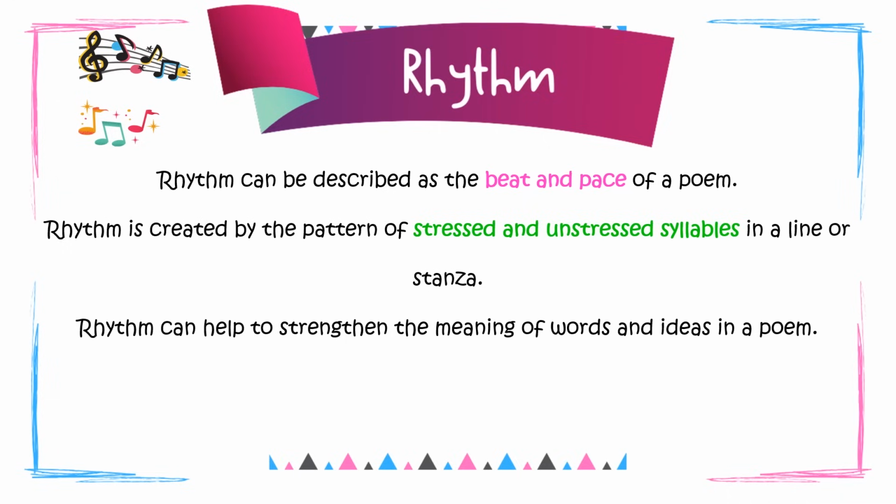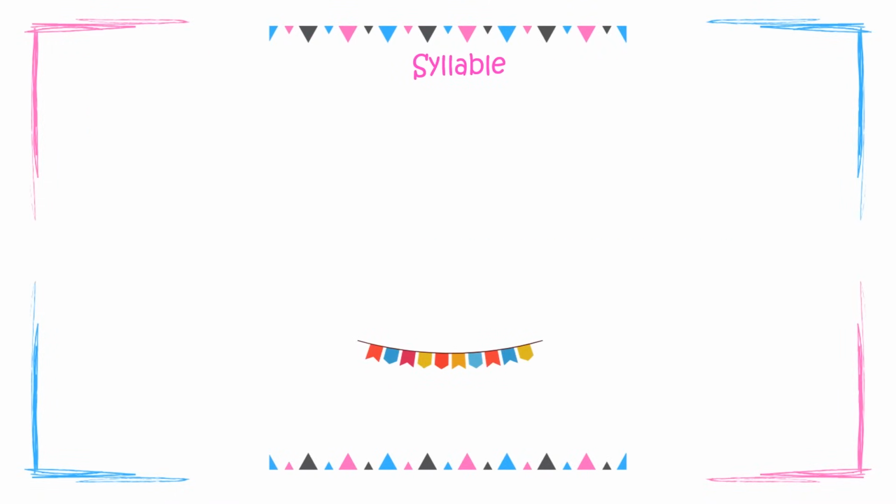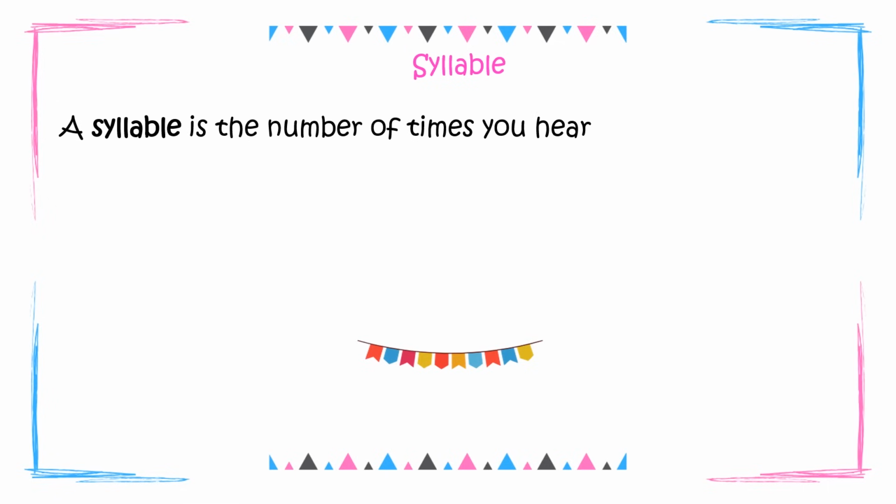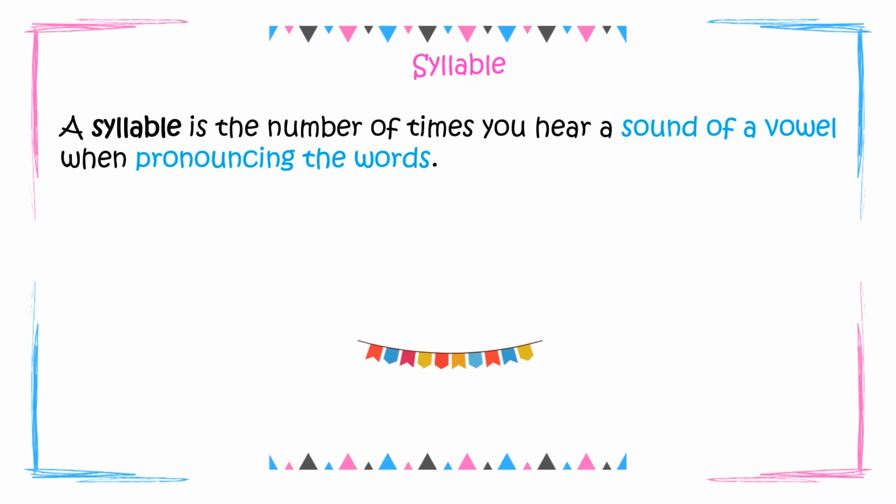Before we start learning about rhythms, stressed and unstressed syllables, let's learn what a syllable is. A syllable is the number of times you hear a sound of a vowel when pronouncing the words. So syllables are the number of times you hear a vowel sound in a word. A, E, I, O, U. These are the vowel sounds. Let's look at an example.